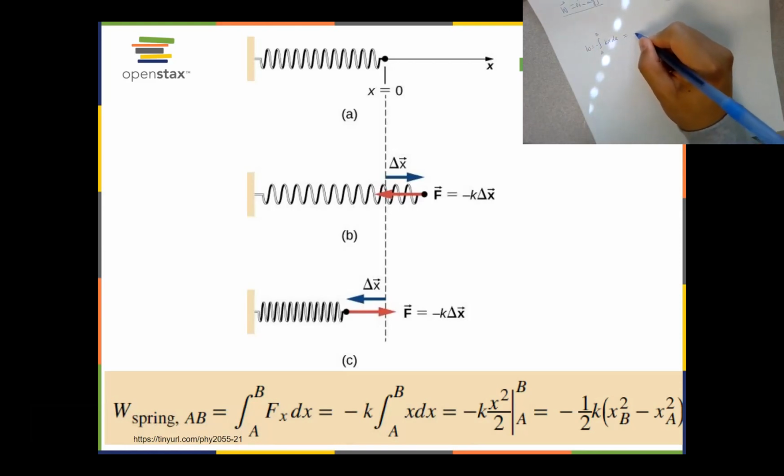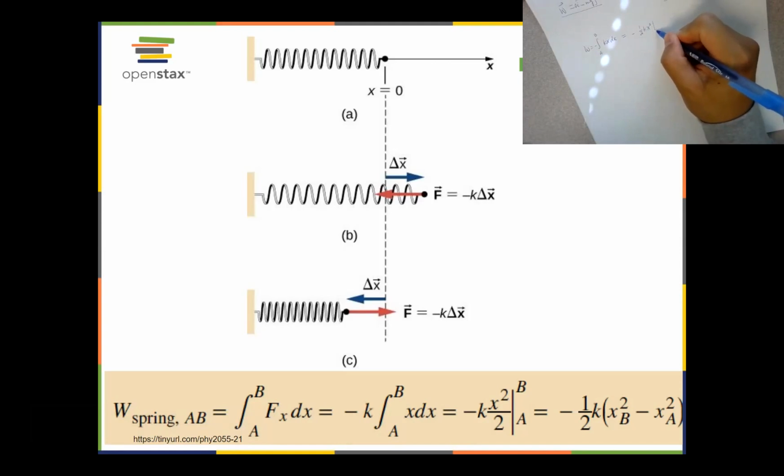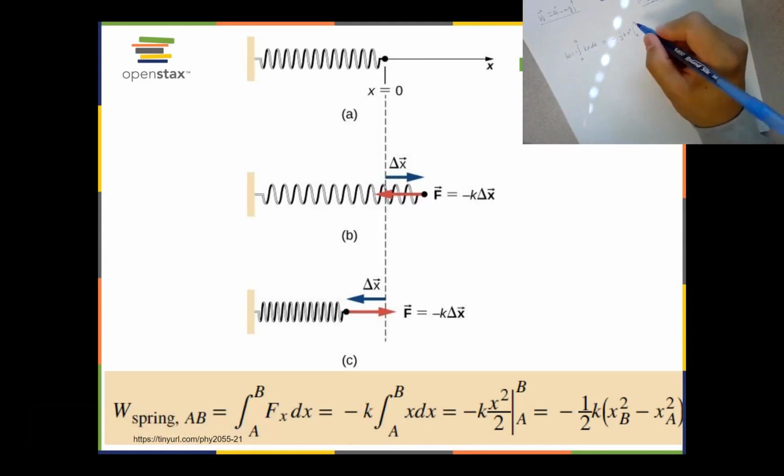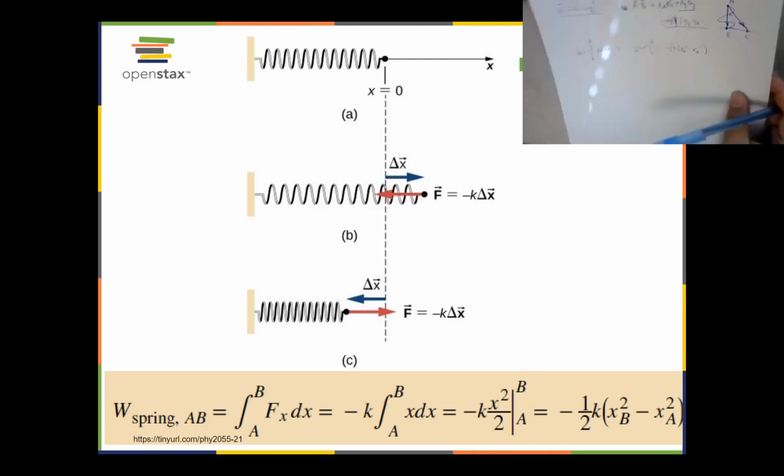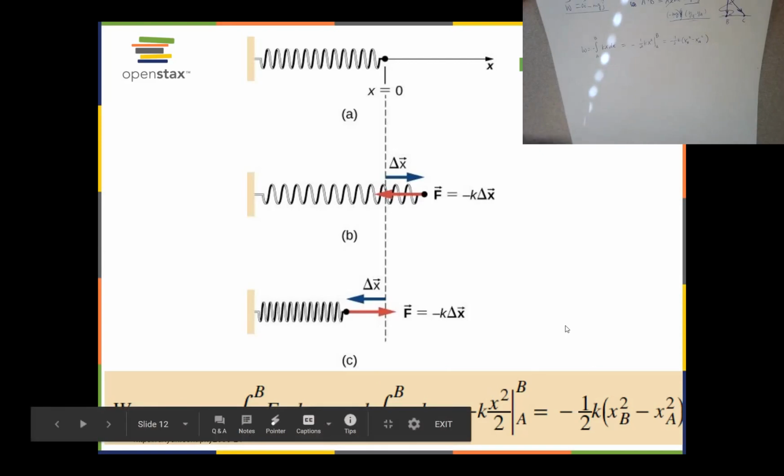So it equals minus, if you are doing integration of kx, that gives you minus 1/2 kx squared, from point A to B. So it's equal to minus 1/2 k of (xb squared minus xa squared). All right, so that's the work done by a spring force.